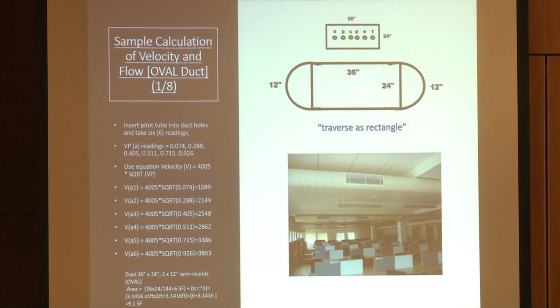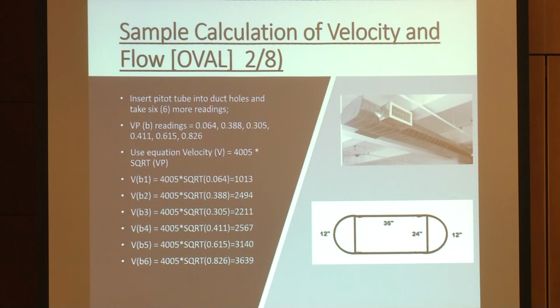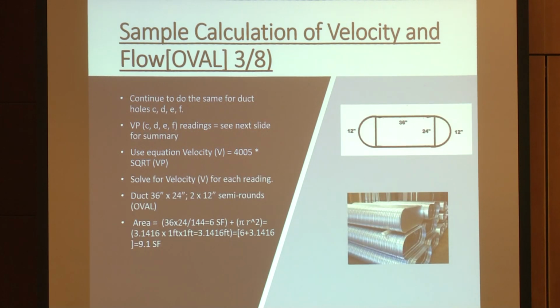Because it's a long oval like this, we're going to traverse it like a rectangle. So again, we start by taking our velocity readings, just like we did in a regular rectangular duct, and we go through those. We insert our pitot tube, and we do more on the B's, and all the rest of the C's and everything like that, just like we did before. And then you have your duct area there, 36 by 24, plus the two 12-inch semi-rounds. So then you figure out what your area is in square feet there. You use pi r squared there, get the semicircle, and you come up with 9.1 square feet.